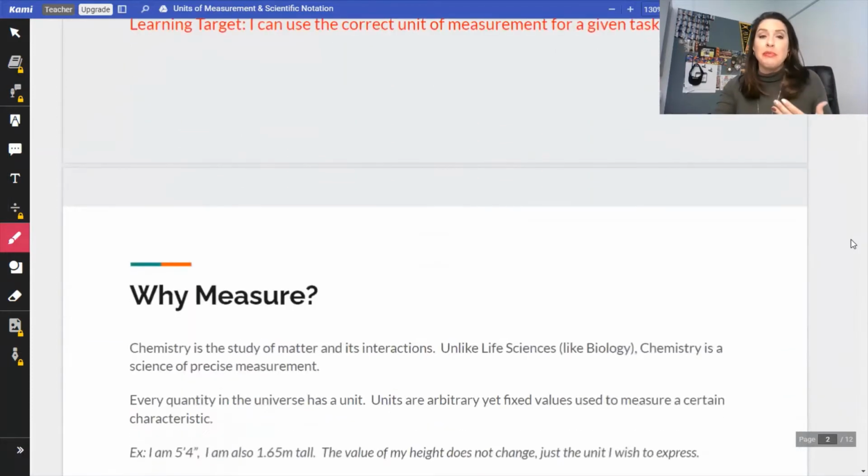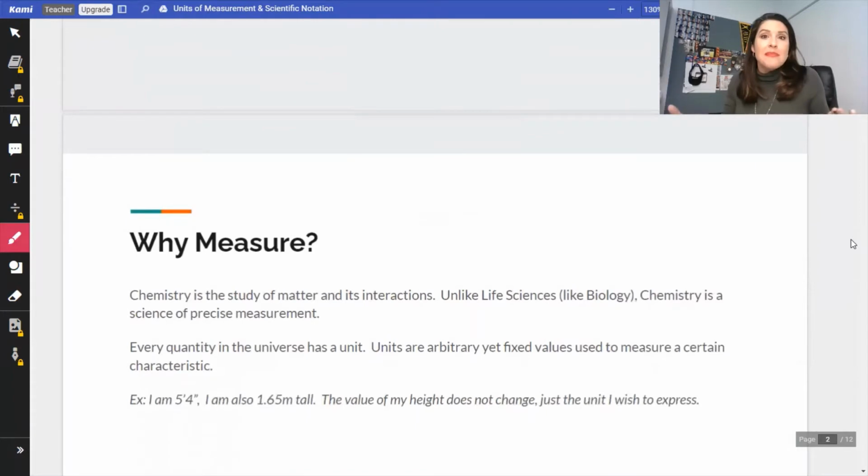So, why do we measure? Well, chemistry is, by its own definition, the science of matter and the way it interacts. And unlike the life sciences and biology, chemistry is the science of precise measurement. So, it's not enough to take a measurement, but we also have a level of precision, a level of accuracy that we seek to achieve with our measurement.